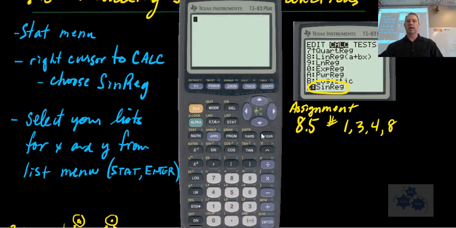Whoops, I should have cleared that, so let's do that again. So stat, calculate, sine reg. And what do I do after this? You remember? Second function one. Yeah, you have to tell it which lists to take the data from. So we're going to do second function 1, so that's list 1. We're going to do comma, second function 2 for list 2, if that's what you did. Whatever the lists, you put your x and y in there.